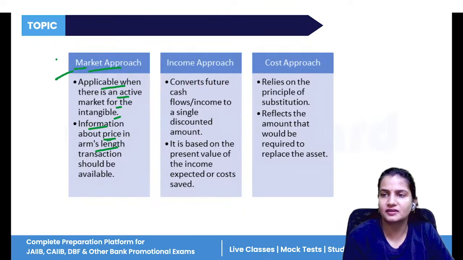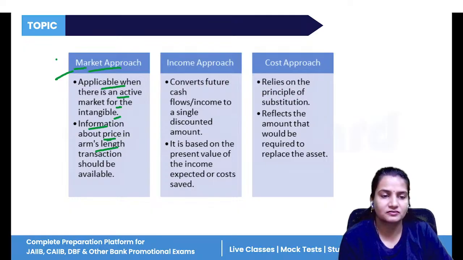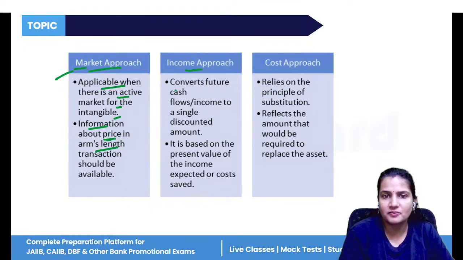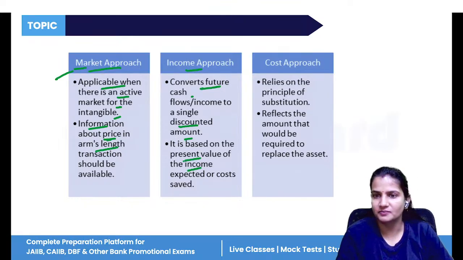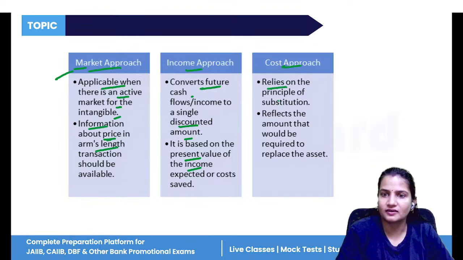If you are comparing another company with the company that you want to purchase. Income approach means what future cash your company is going to generate, considering discounting. So it is based on the present value of all the income. And cost approach relies on the principle of substitution.